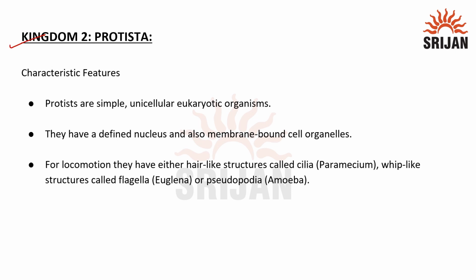Kingdom Protista. Let's talk about the second kingdom, that is Kingdom Protista. Characteristic features of Protista are simple unicellular eukaryotic organism. They have defined nucleus and they also have membrane bound cell organelles. For locomotion, they have hair-like structures called cilia in the case of paramecium. They also have whip-like structure called flagella in case of euglena and pseudopodia in the case of amoeba.